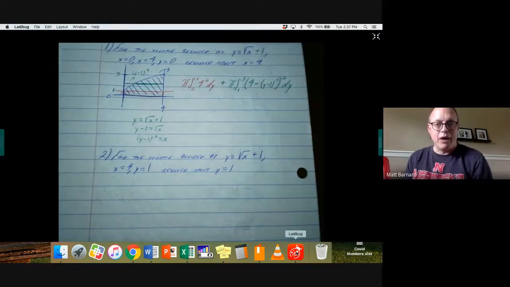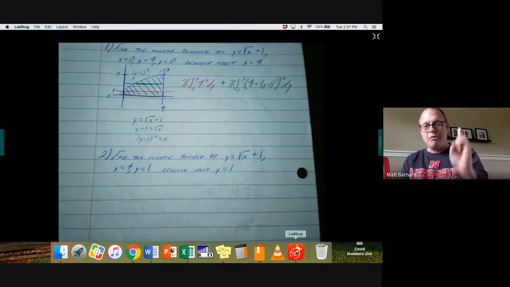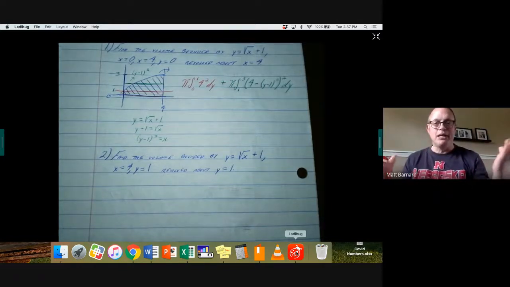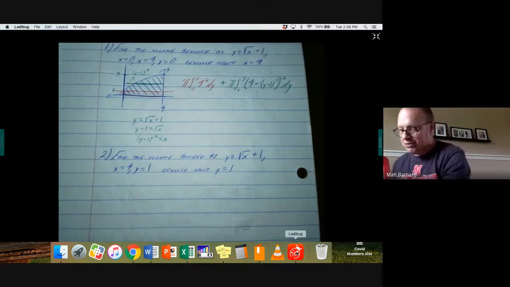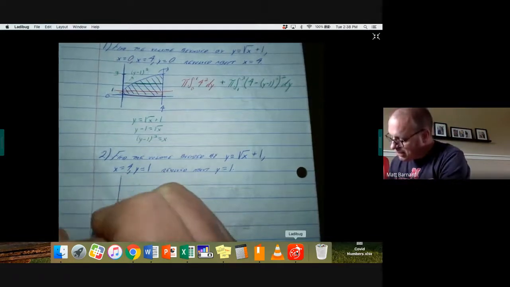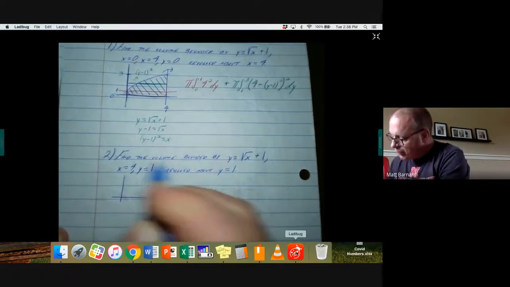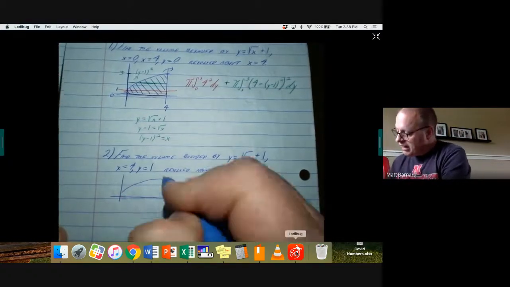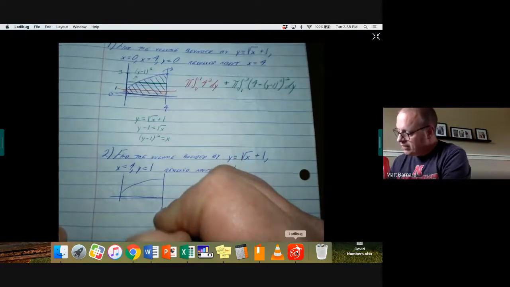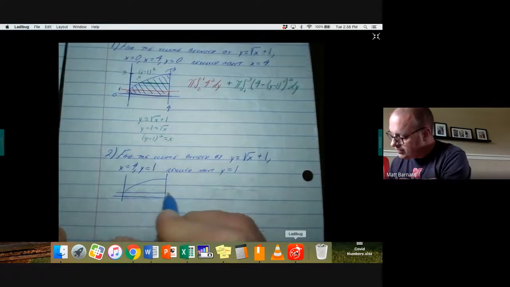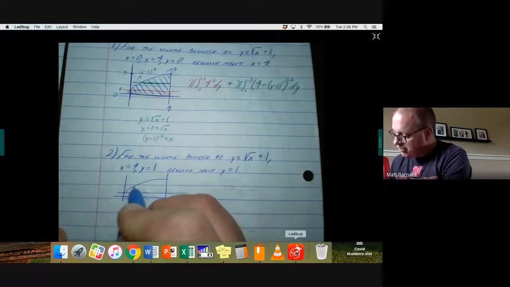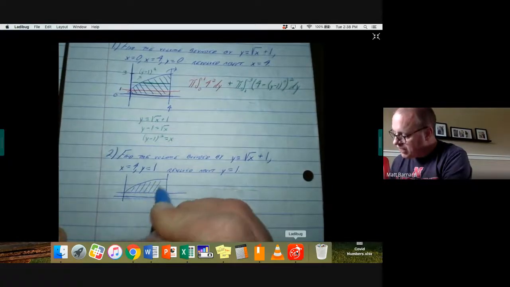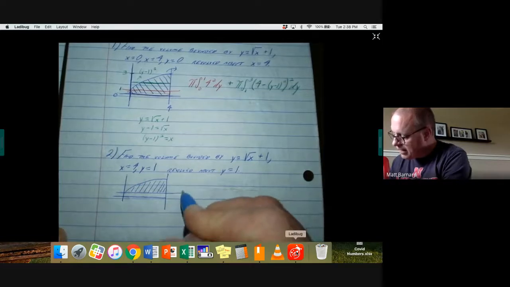Find the volume bounded by y equals the square root of x plus 1, x equals 4, y equals 1, revolved about y equals 1. That's the first thing we do, draw the picture. If we don't have a picture, this is very, very difficult to do. So let's draw the fences. Square root of x plus 1, something like so. x equals 4, y equals 1. This is the region we want to rotate, around the line y equals 1.